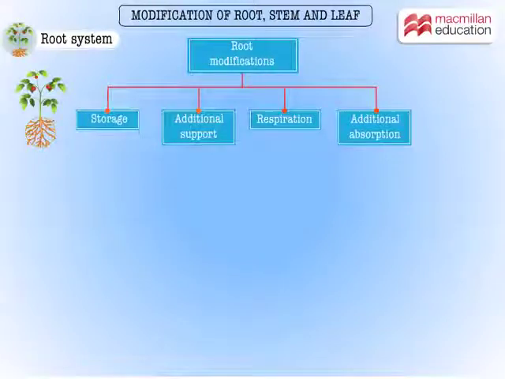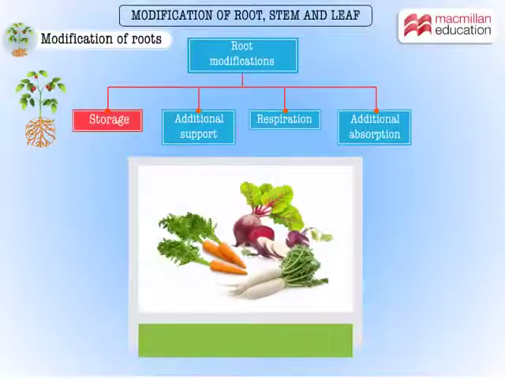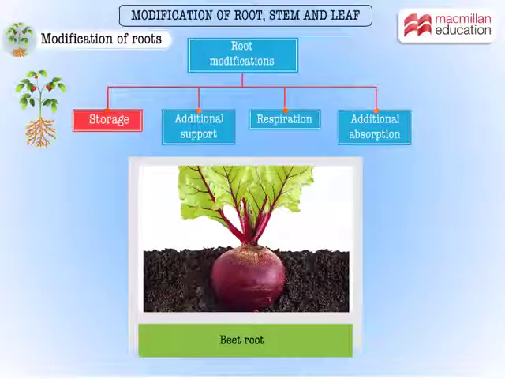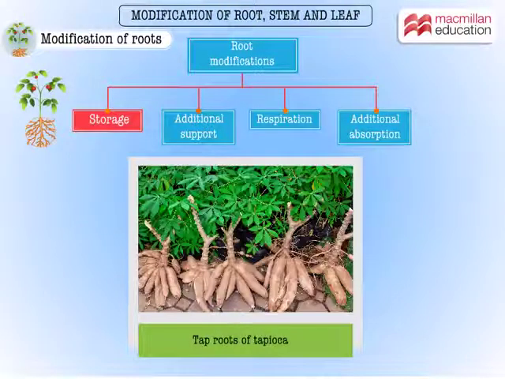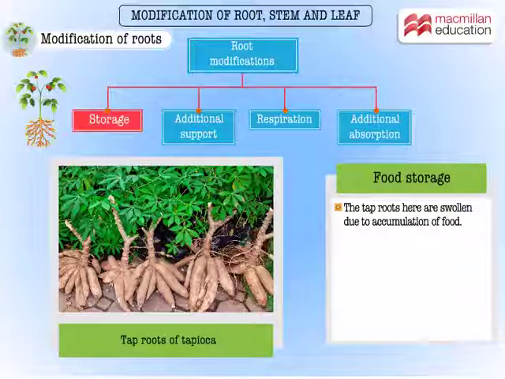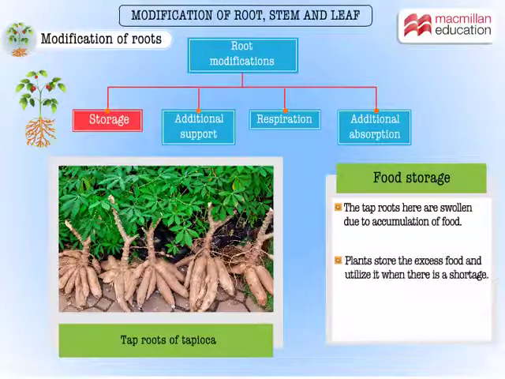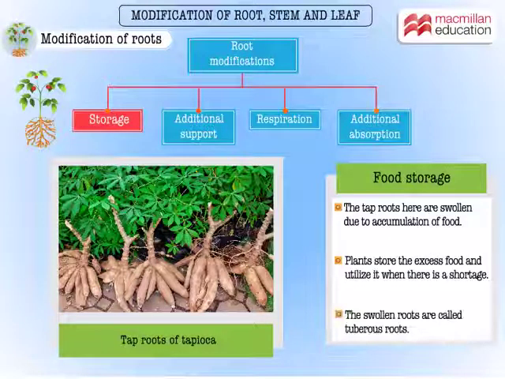They are storage, additional support, respiration, additional absorption. These familiar vegetables grow under soil. But did you know that they are modified taproots? The taproots here are swollen due to accumulation of food. Plants store the excess food and utilize it when there is a shortage. The swollen roots are called tuberous roots.